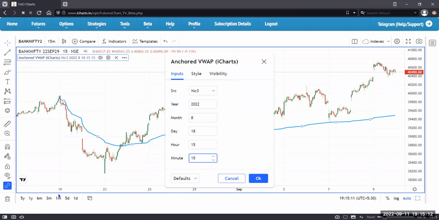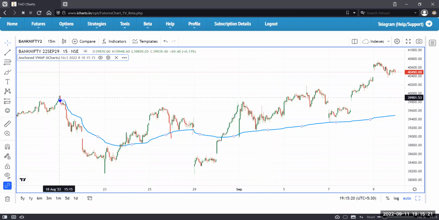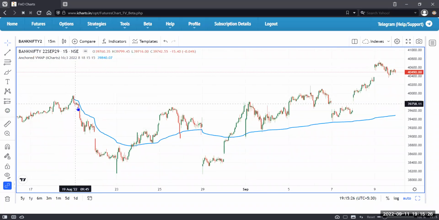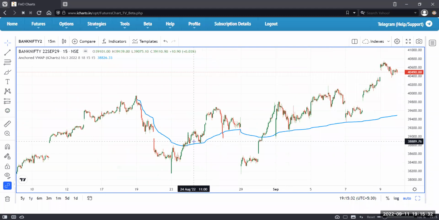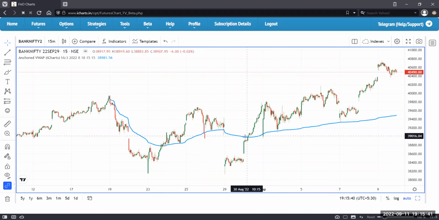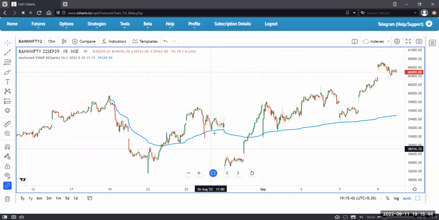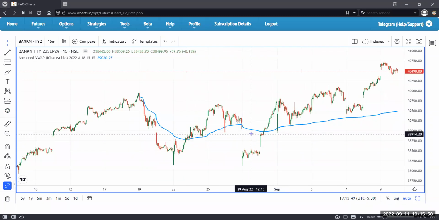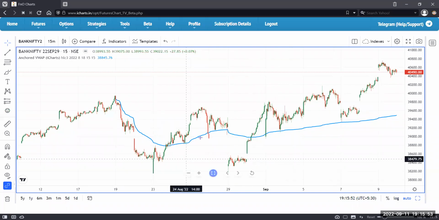August is the month here, date is 18th and time is 15:15. Once you do that, it will get added this way. Now, the idea is basically if price is below this, then it is bearish, and once it is above this, it is bullish. Most of the time this will get respected, and you can catch a decent amount of trend. There will always be cases like this when something like this happens. I can't help with that, this is again just an indicator. So this is one way.